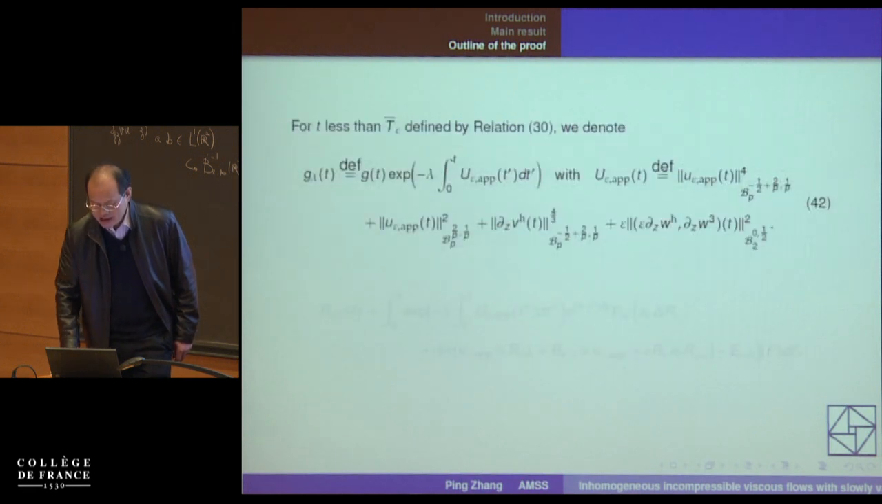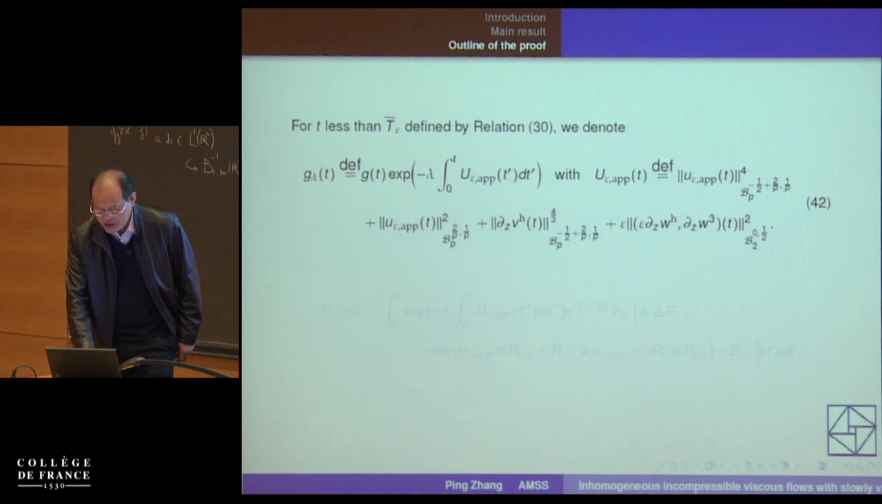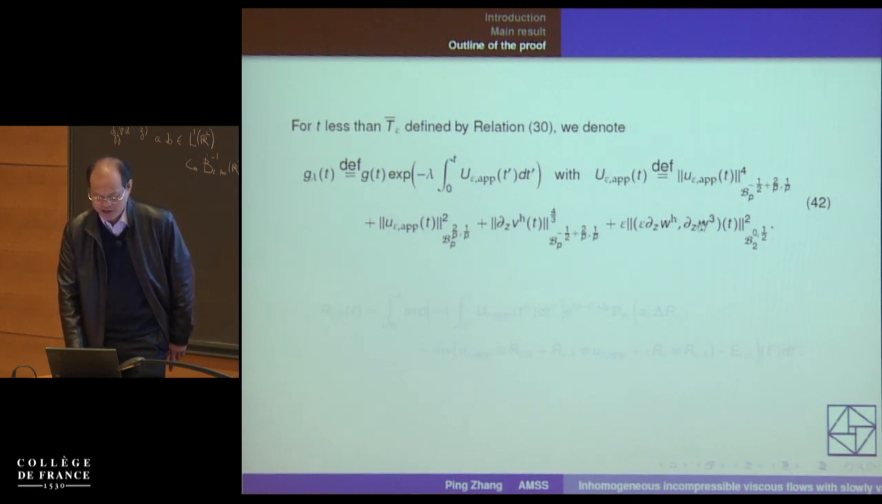So before we turn to the estimate, we needed some technical tools just to bypass the difficulty of the Gromov type estimate. We introduce a weighted function G lambda of t, like this: G of t times the exponential of negative lambda times the integral from 0 to t of capital U epsilon approximate of t prime, dt prime. With this, capital U epsilon approximate of t equals the summation of all these four terms.